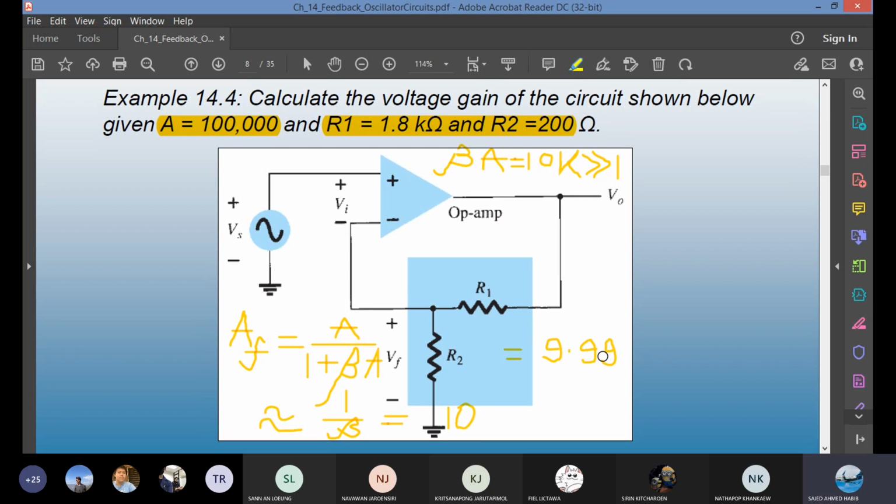Here you have a positive value of A sub F, which is correct because the op amp is getting non-inverting input.